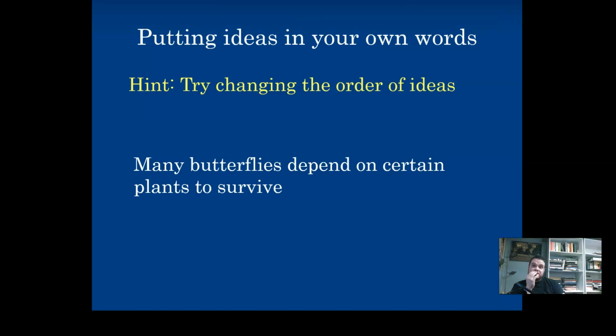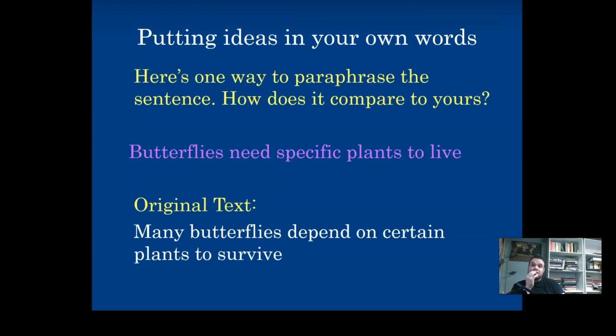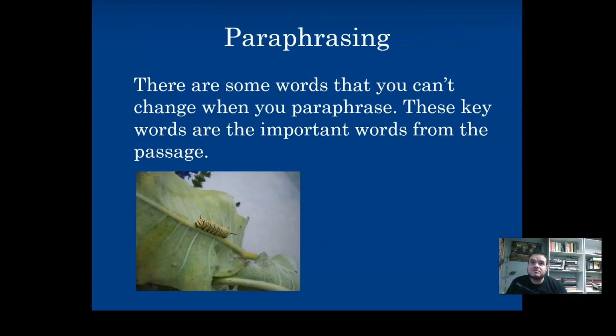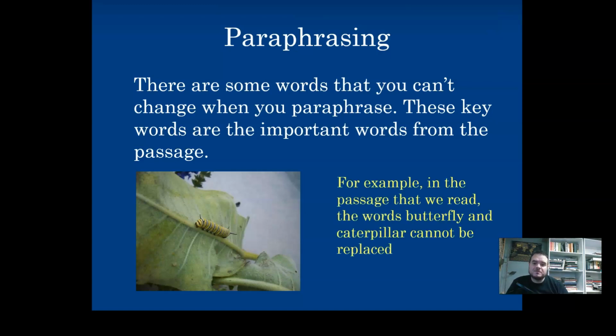Try changing the order of ideas. Many butterflies depend on certain plants to survive. So maybe try it like this: many butterflies need specific plants to survive. You can see the original text here. So you've just put it in a different order and changed some of the key words. There are some words that you can't change when you paraphrase, because these words are important from the passage, meaning that they're technical jargon or they're just proper nouns or something like that. For example, in the passage we read, the words butterfly and caterpillar cannot be replaced.